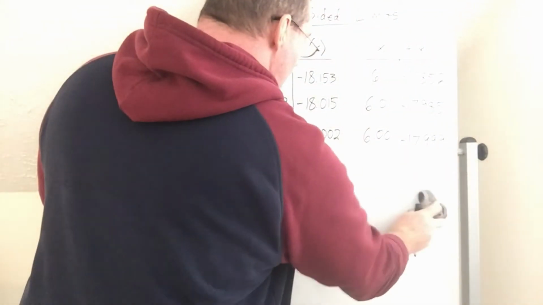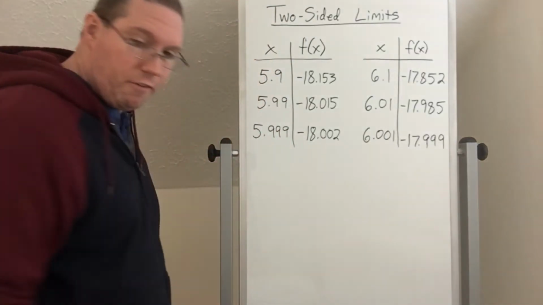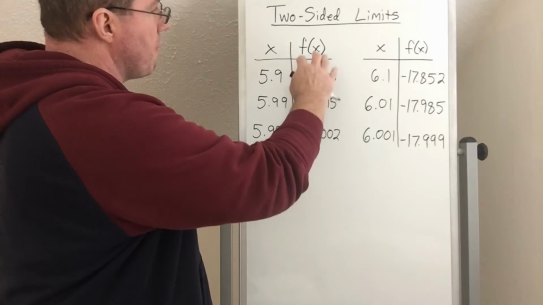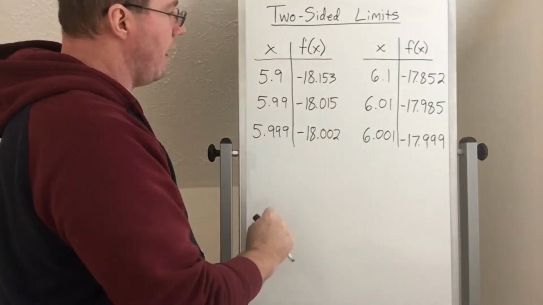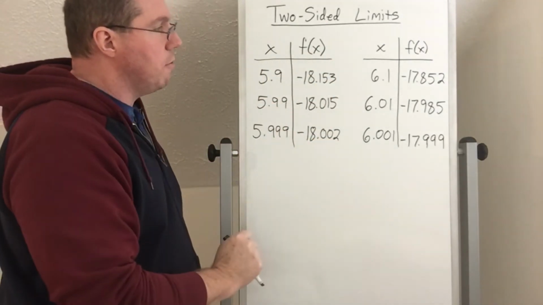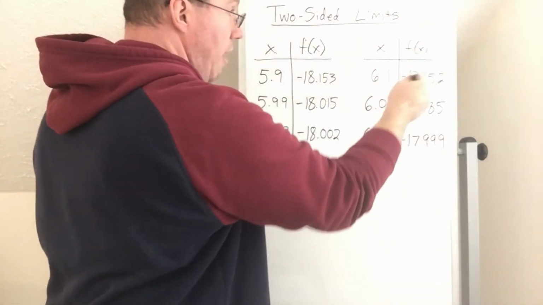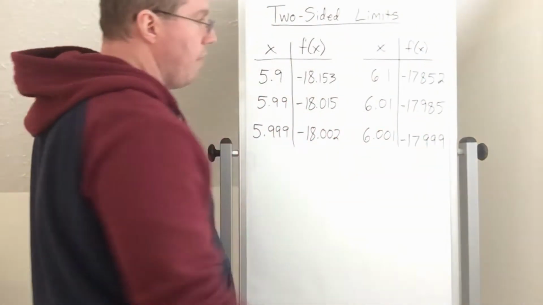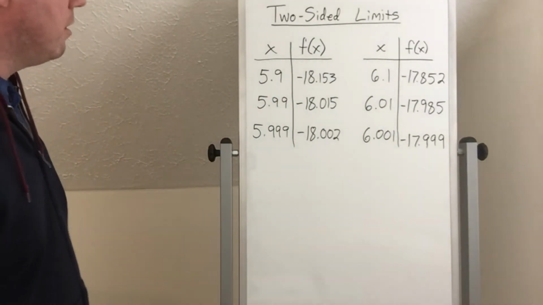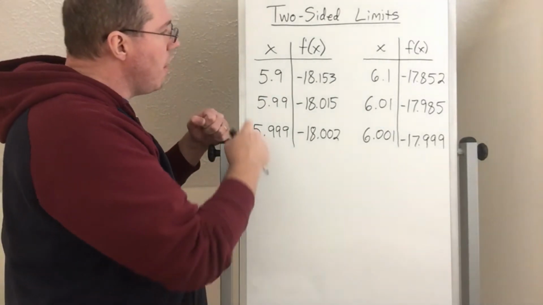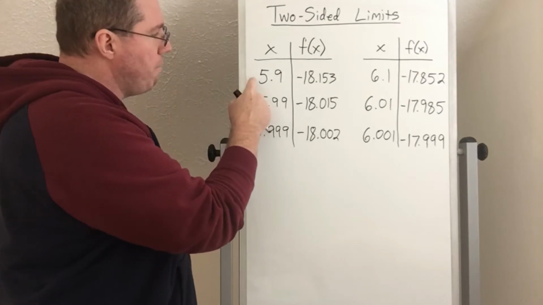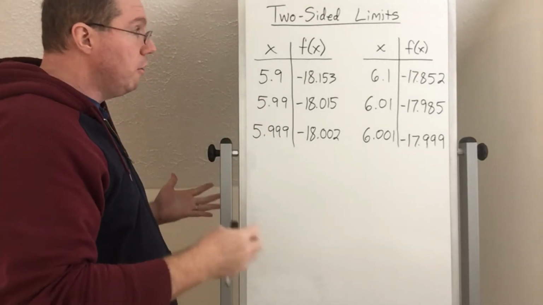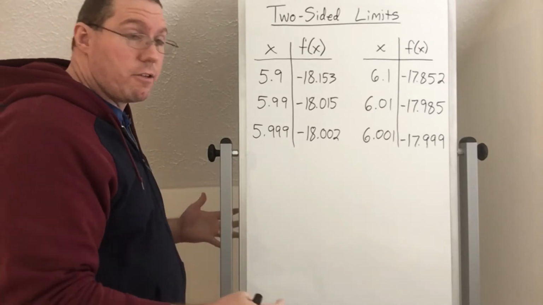So let's look at these tables here. Let's say that we have some function f of x, and we have some x values here, and some output values for f of x, given these input values. Then for the same function f of x, we have other input values and some output values. So if we look at this, what is x approaching here? We got 5.9, 5.99, and 5.999, right? Looks like x is approaching 6, right?